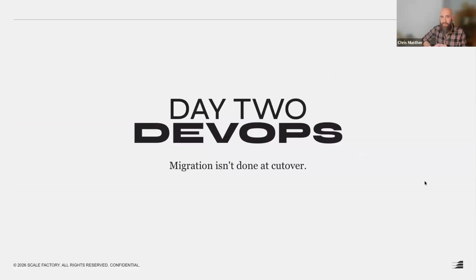And finally, day two, DevOps. Migration doesn't end at the cutover. So you've migrated, well, you've done your due diligence, you've understood exactly what the business drivers are, you've understood what you need to move, you've planned it out, you've built your landing zone, you've migrated workloads, you've got great visibility of what's going on in the environment. But day two is where you're going to realize all the benefits of doing a migration.